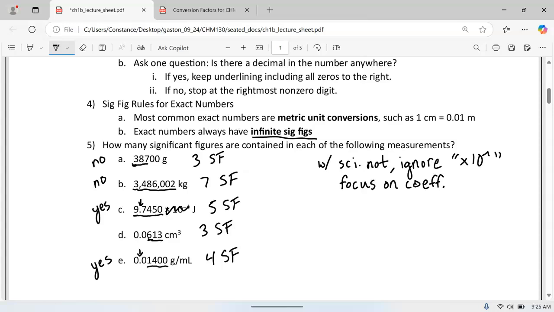And so we're going to ignore those when we're doing calculations. And an example that I have listed here, 1 centimeter equals 0.01 meters. Okay, so both of those would be considered exact, and so that 1 is what we call infinite sig figs, and that 0.01 is also infinite sig figs.